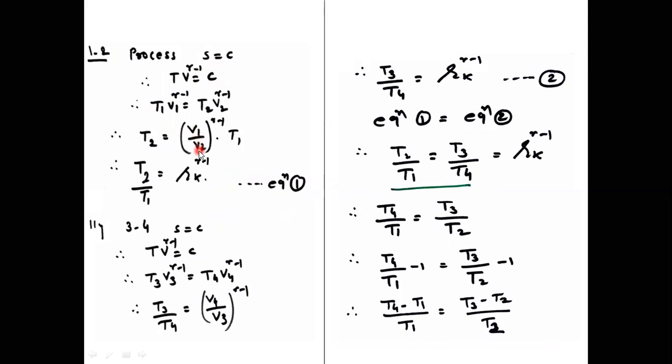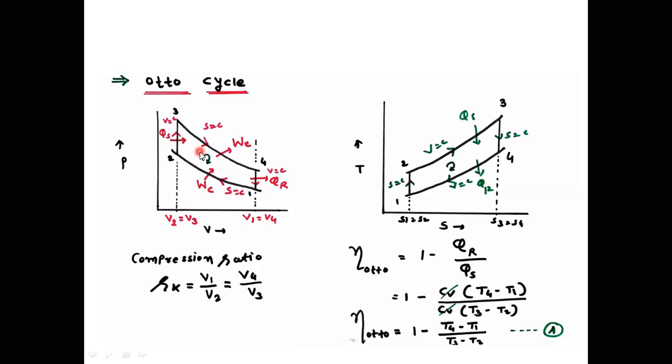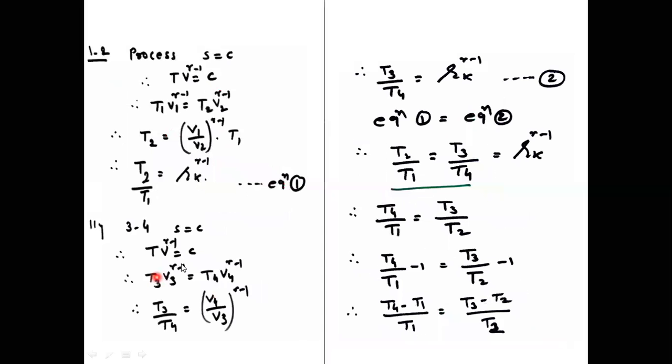And as we know, V1 divided by V2 is a compression ratio. So instead of V1 by V2, I can put RK. So V1 by V2 is RK raised to gamma minus 1, and that T1 I put on the left hand side. So this equation becomes T2 divided by T1, and instead of V1 by V2 I put RK, so it's RK raised to gamma minus 1.